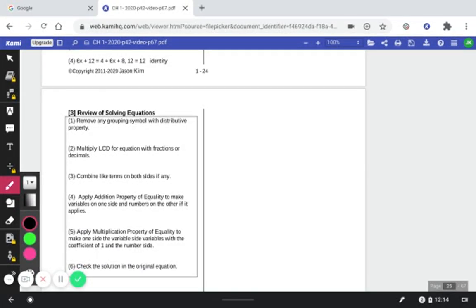Apply the multiplication and division properties in case there is a number in front of the variable, so that one side has the variable with a coefficient of 1. Then check the solution in the original equation.